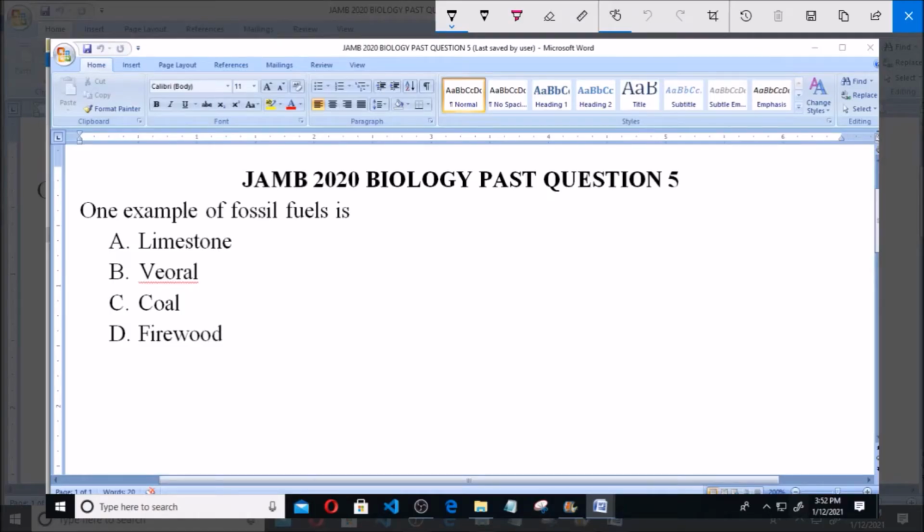I will be answering JAMB 2020 Biology Past Question 5. One example of fossil fuel is A. Limestone, B. Vera, C. Coal, and D. Firewood. Now, what is a fossil fuel?